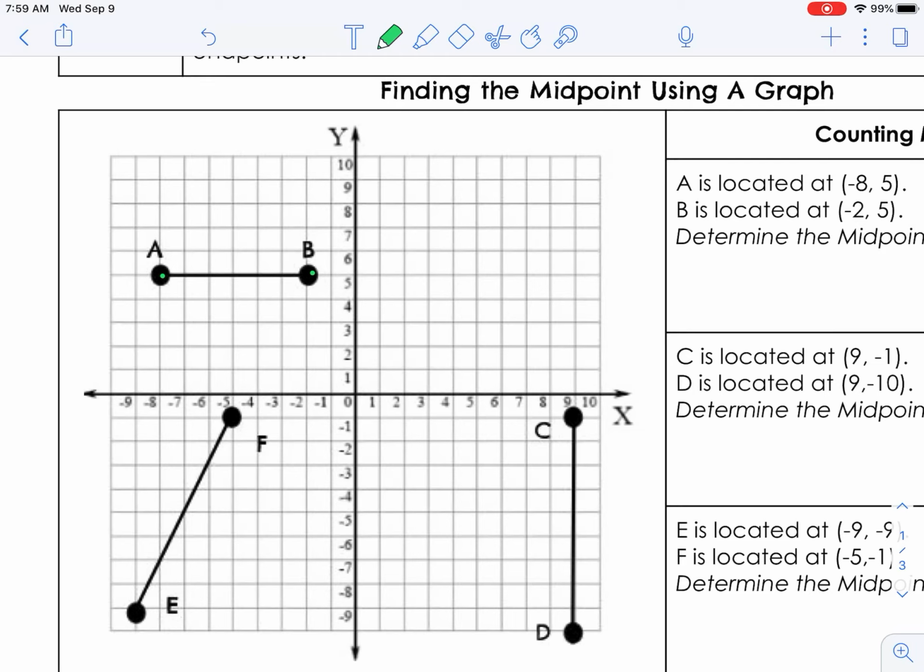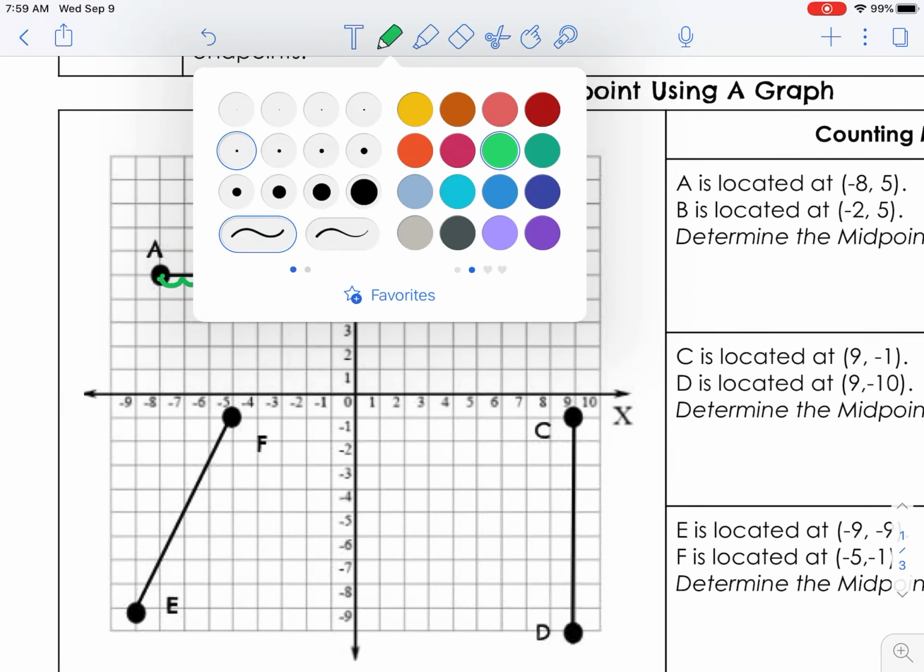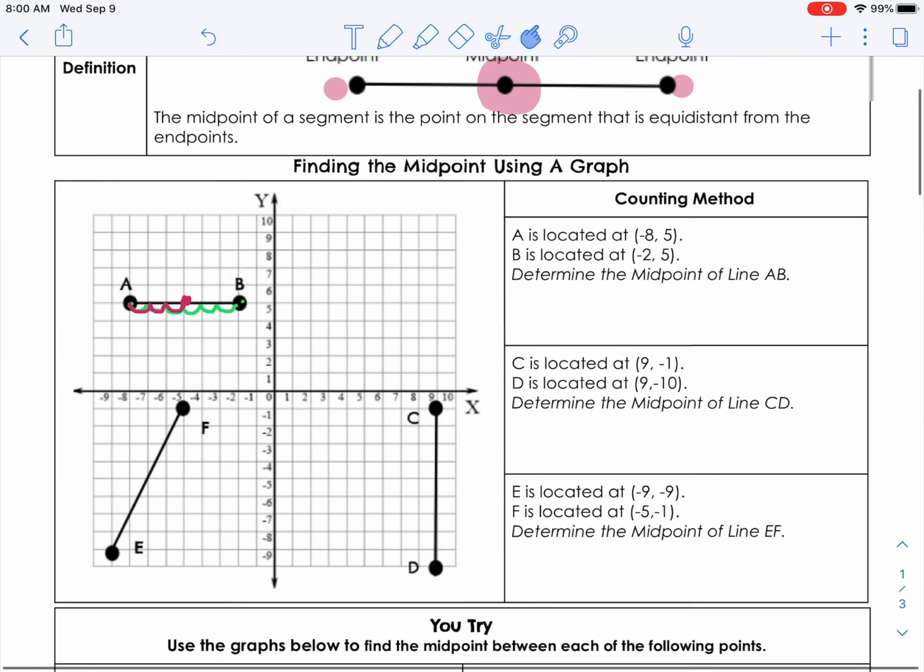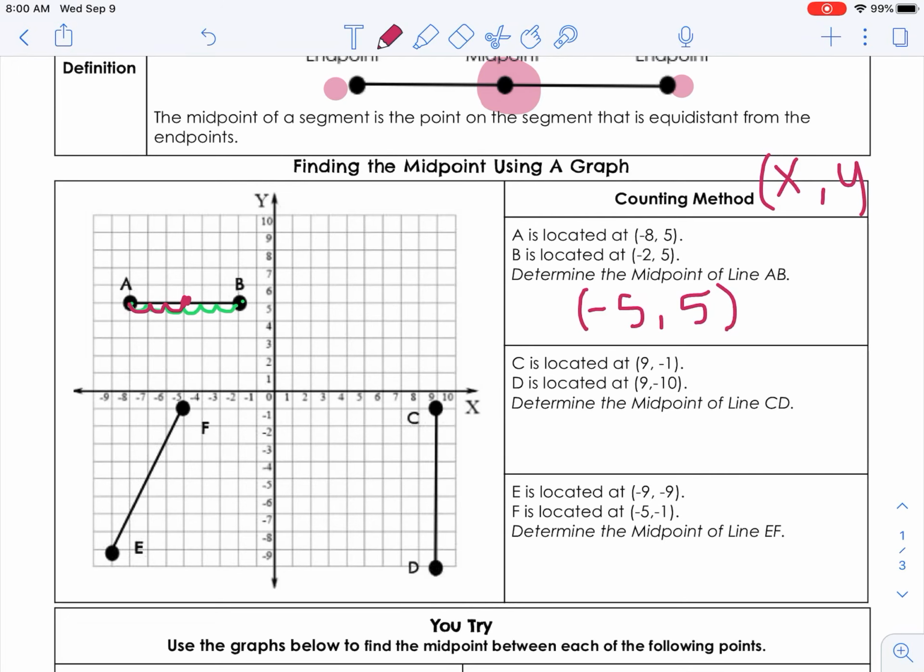You can count that these are 1, 2, 3, 4, 5, 6 units apart. So halfway in between would be 3 units. So 1, 2, 3. Our midpoint would be located at -5, 5. Remember, the x values always go first when writing a coordinate.